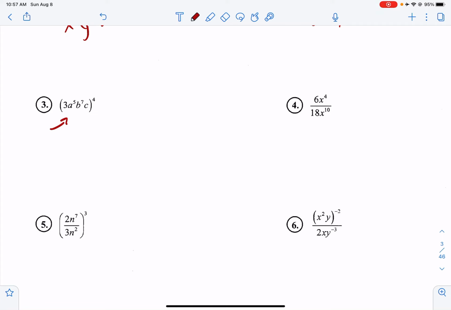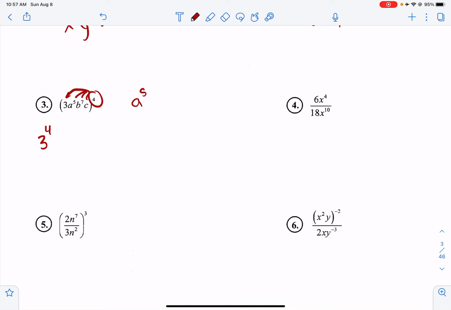On this one, there's really nothing I can do on the inside. Nothing can combine, nothing reduces, just nothing happens inside. So next I look at the exponent on the outside. And the rules up above tell me I have to distribute that to everything on the inside. So what that does is when I distribute it to the 3, that becomes 3 to the 4th power. Now when I distribute it to the a's, well, I already have a to the 5th.